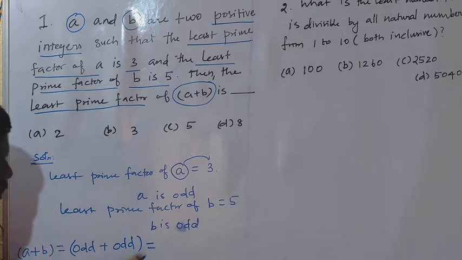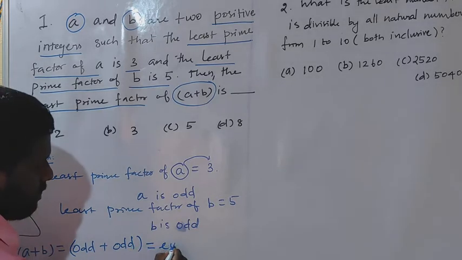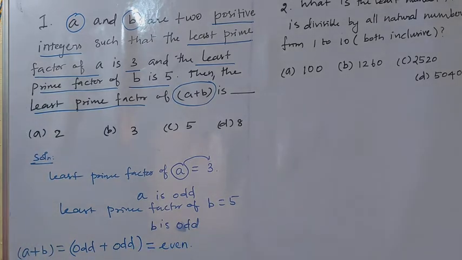So I understand that odd number plus odd number will definitely become an even number. When you add two odd numbers, it definitely becomes an even number. For example, 5 plus 3 is 8, which is an even number. So any two odd numbers, if you add, you will get an even number.